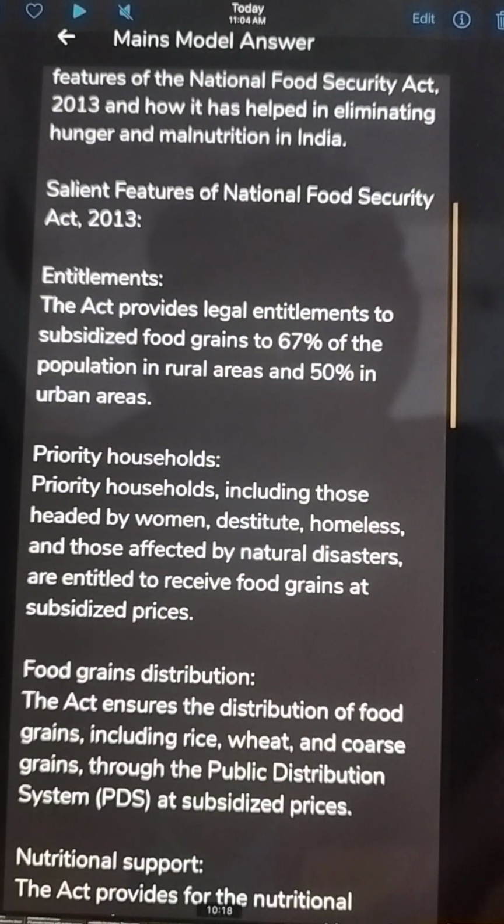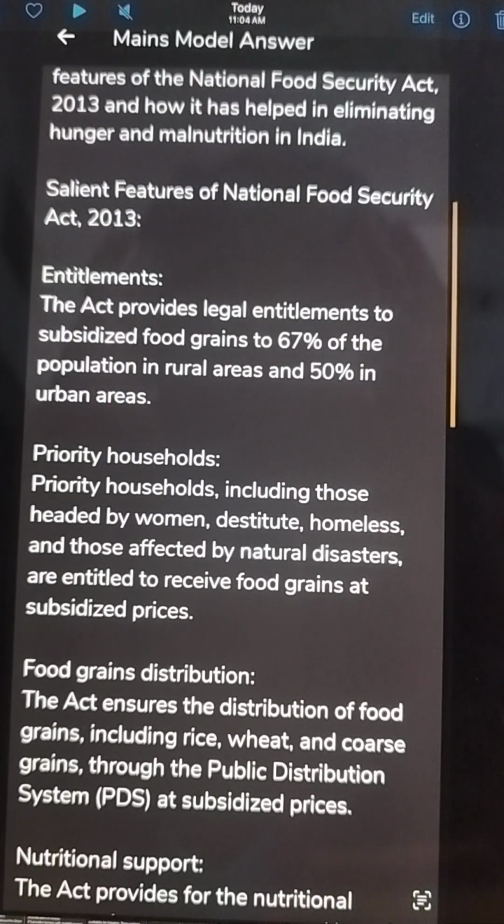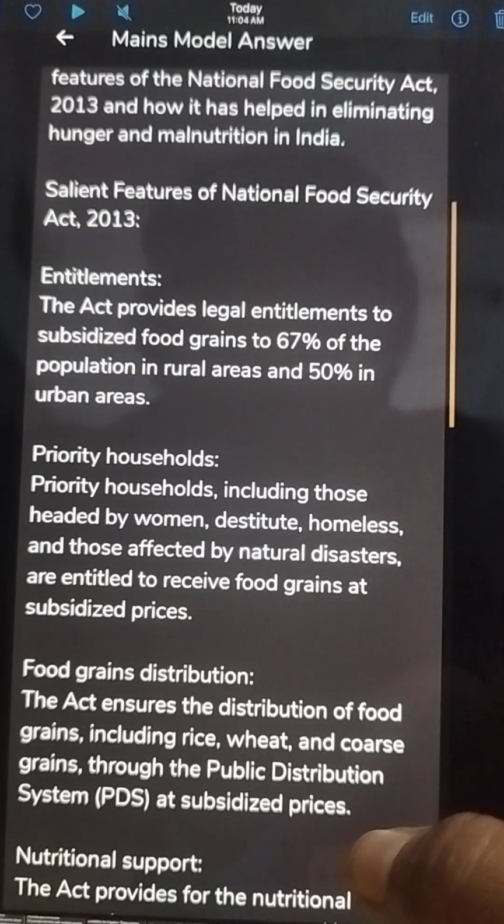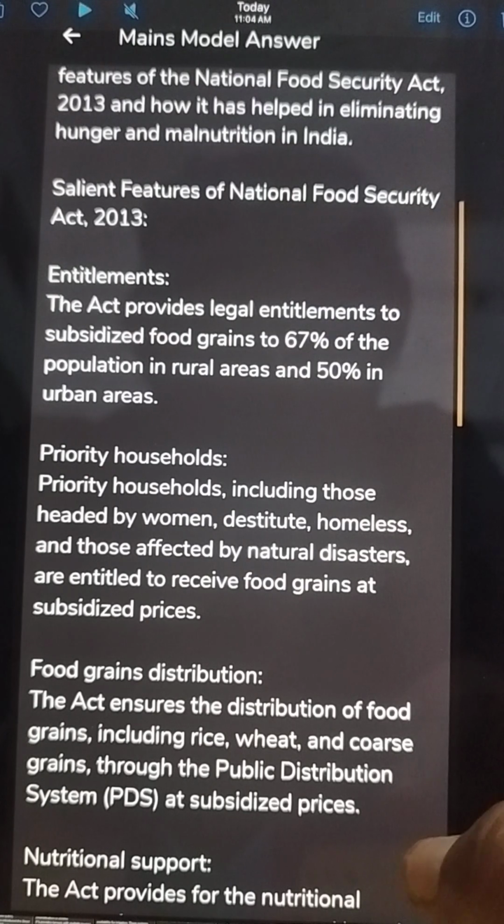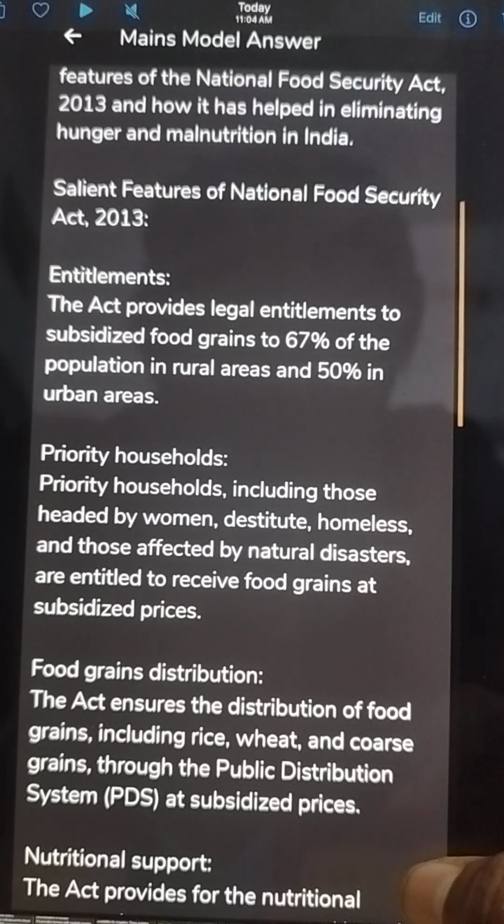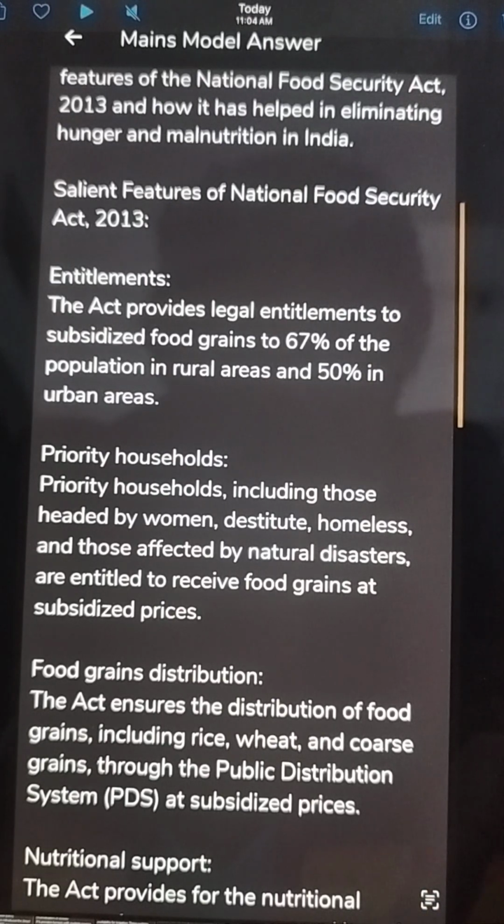The Act provides legal entitlements to subsidize food grains to 67% of the population in rural areas and 50% in the urban areas. Then second is priority households. Priority households, including those aided by the women, destitutes, homeless, and those affected by natural disasters, are entitled to receive food grains at subsidized prices. Then comes food grains distribution. The Act ensures the distribution of food grains, including rice, wheat, and coarse grains, to the PDS at subsidized prices. Then comes nutritional support.